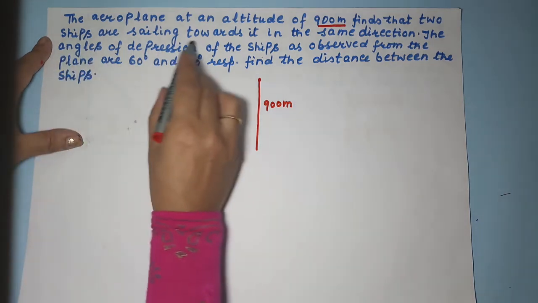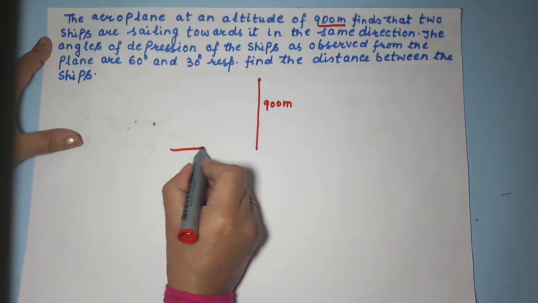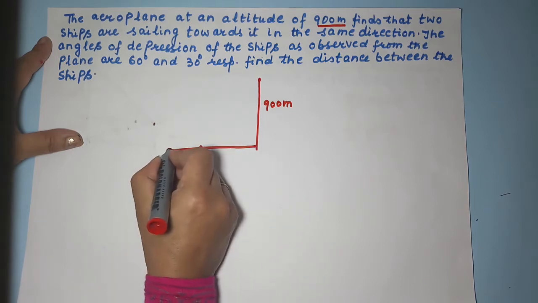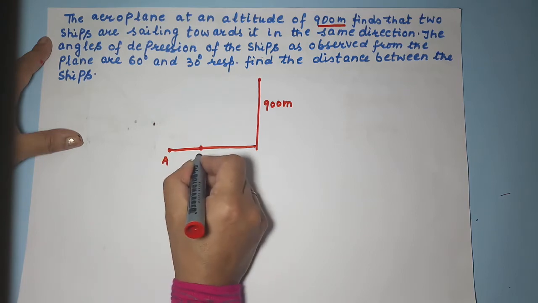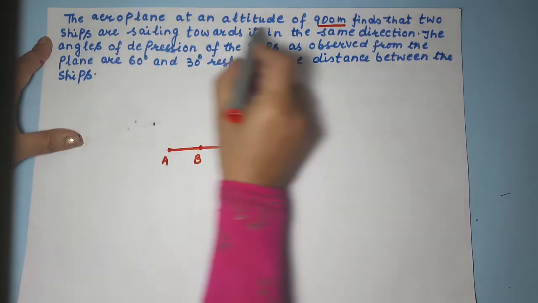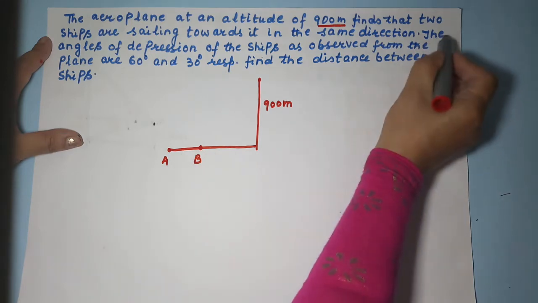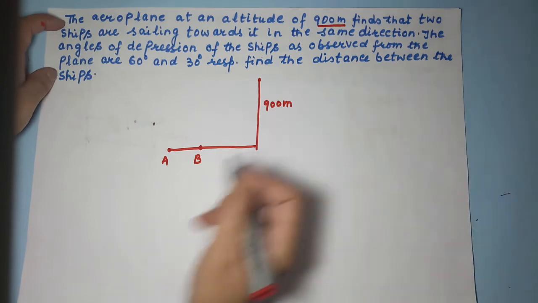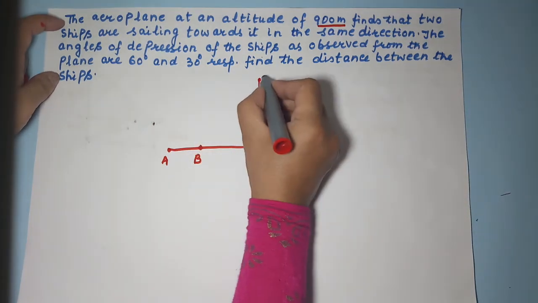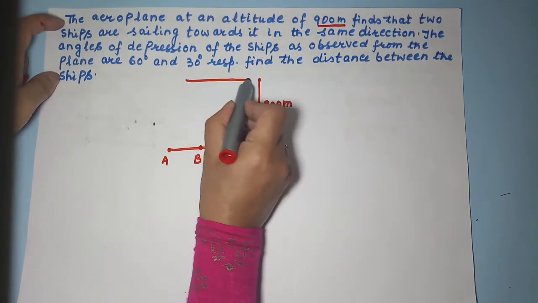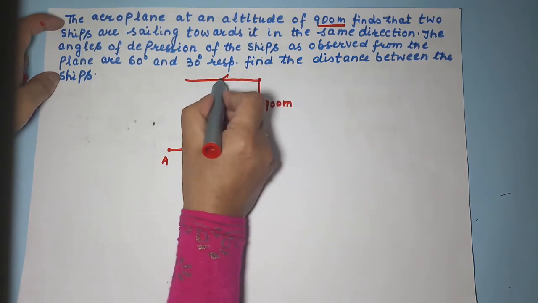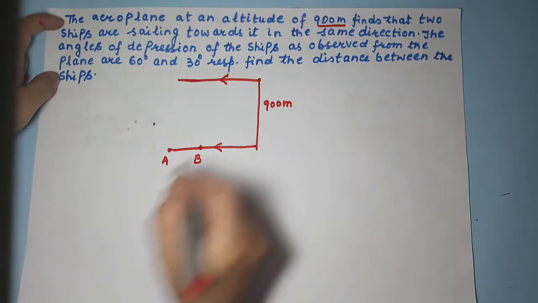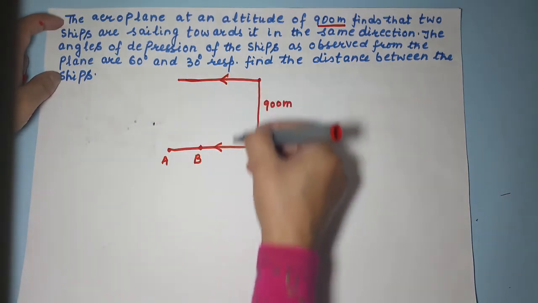It finds that two ships are sailing towards it. So there are two ships which are sailing towards it, coming towards it. Let these two ships be ship A and ship B, in the same direction. The angles of depression of the ships as observed from the plane. So from the plane, the angles of depression. We always need to have the reference line which is parallel to the ground line for angles of depression. So we have created that.